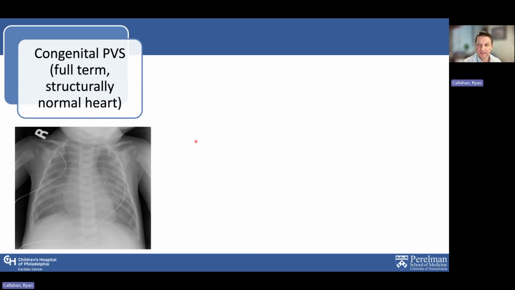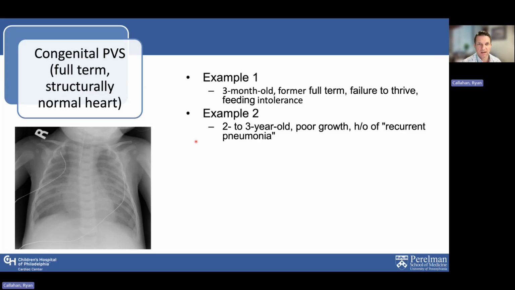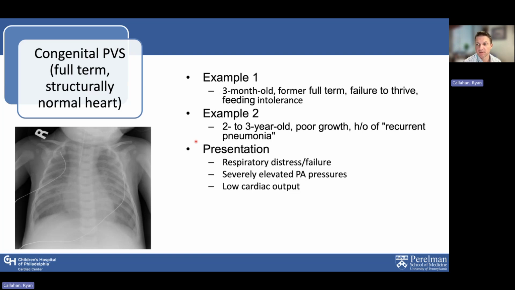So this has a lot of different names. I think the most common would be congenital PVS. And this is the rarest type of PVS that we'll ever see. This is typically in a full-term baby who has a structurally normal heart, who is well initially, and then at 3 months of age develops failure to thrive and has trouble gaining weight and is not tolerating feeds. Or they can present a little bit older because they kind of limp along for a couple of years, but they have poor growth and are treated for what is believed to be recurrent pneumonia, but it's really just congestion on X-ray as a result of veins becoming obstructed.